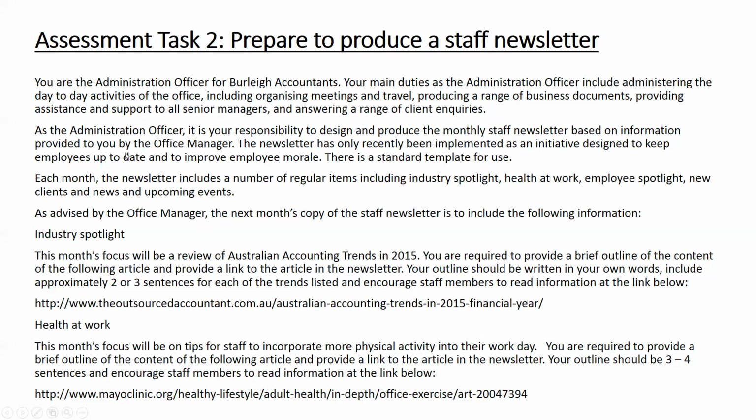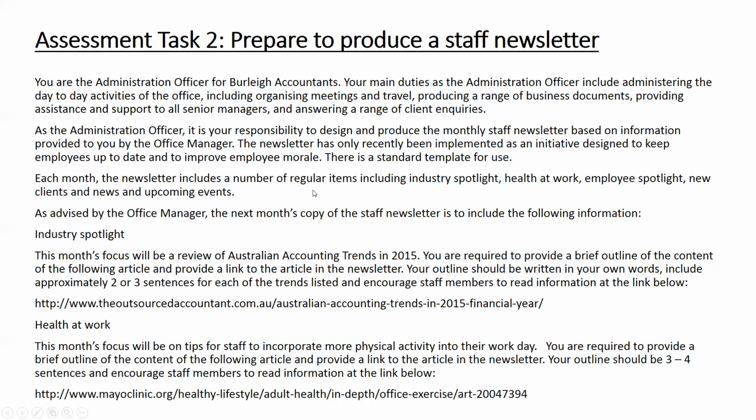Okay. So as the administrative officer, it is your responsibility to design and produce the monthly staff newsletter based on information provided to you by the office manager. So besides this task, you also need to prepare one newsletter. The newsletter has only recently been implemented as an initiative designed to keep employees up to date and improve employees' morale. So the main reason for this newsletter is so that the employees are up to date with the company's rules, policy, and any news about employees. This will help improve their morale. There's a standard template for use. So we need to use a standard template.